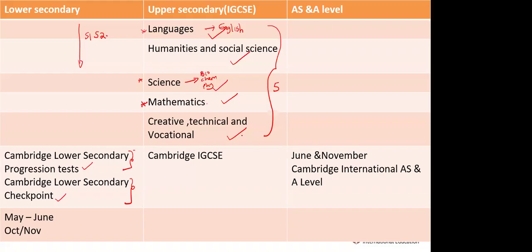But the minimum number of subjects that children do to obtain a certificate should be 5, but the maximum can be up to 12, 13, depending on the child's ability and strength in the academic world. Then at the end of year 11, what we call senior 4 in the Ugandan context, children here in Uganda do what we call the UNEB. At Cambridge, they do what we call the International General Certificate of Secondary Education, IGCSE.